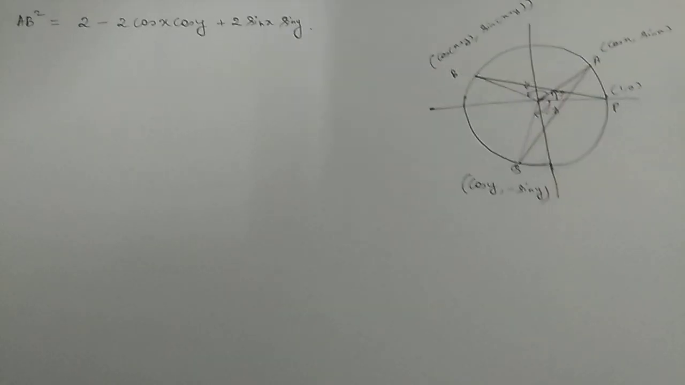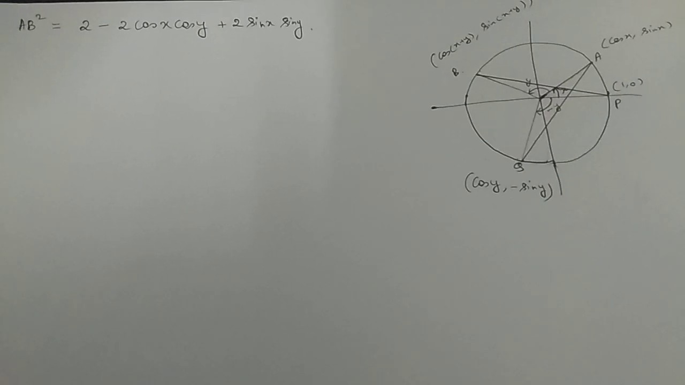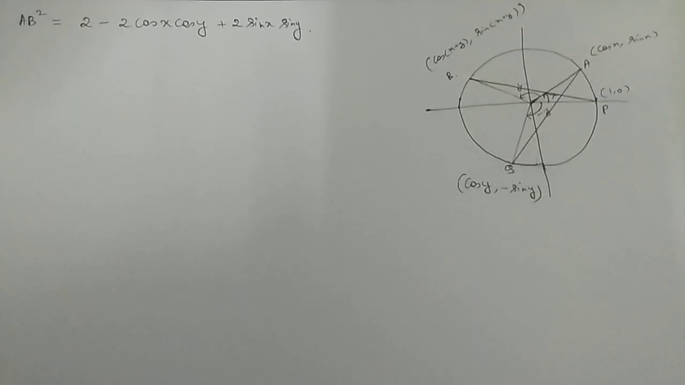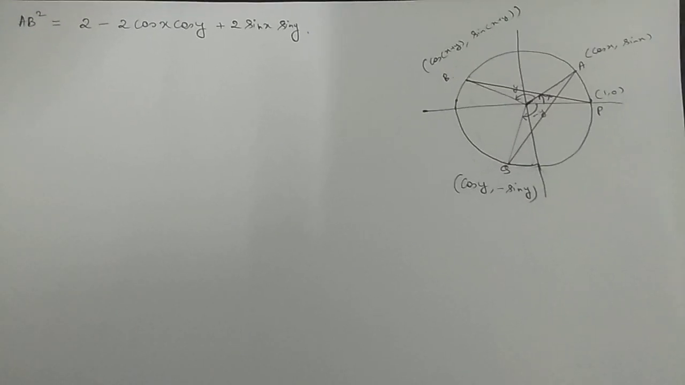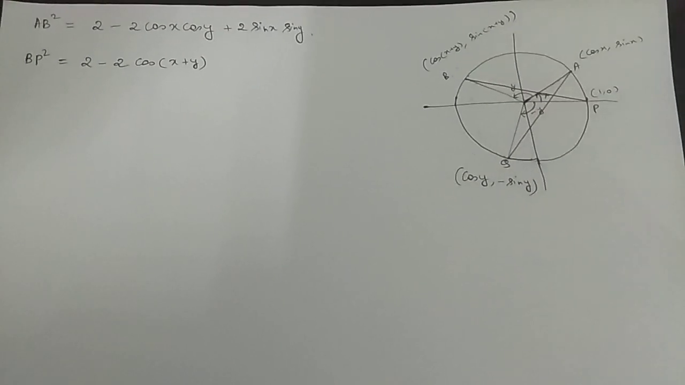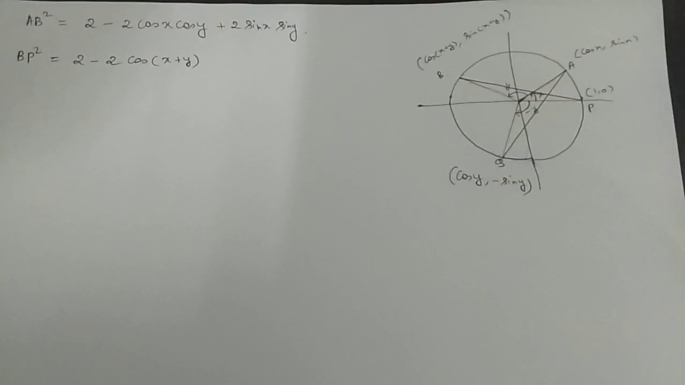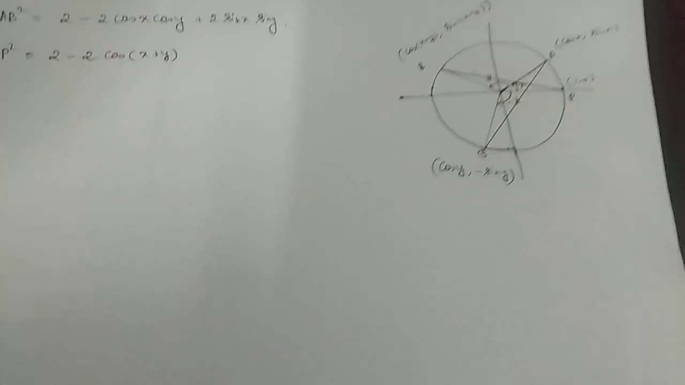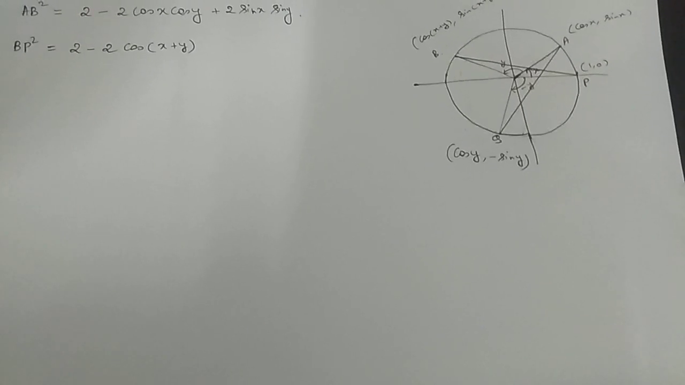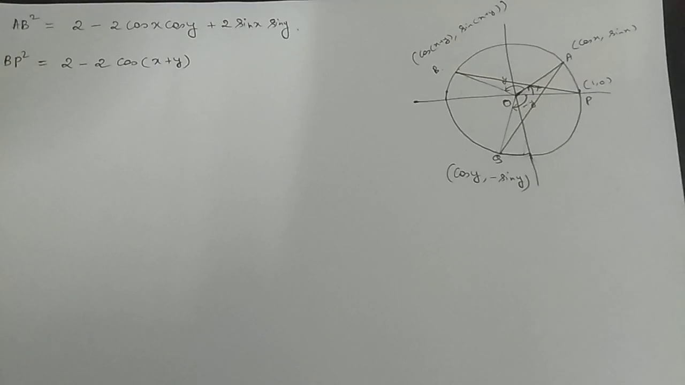Therefore, finally we are getting AB square is equal to 2 minus 2 cos x cos y plus 2 sin x sin y. Let us write down the previous result 2, that is the length of BP: BP square is equal to 2 minus 2 times cos of x plus y. Now the vital part of this proof is these two triangles, triangle BOP and triangle AOQ.